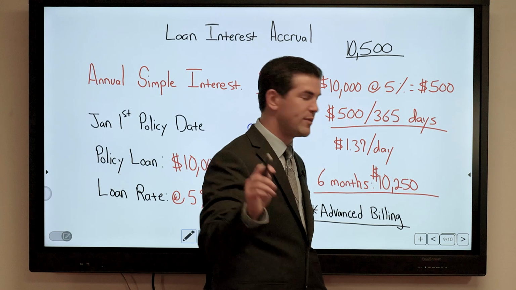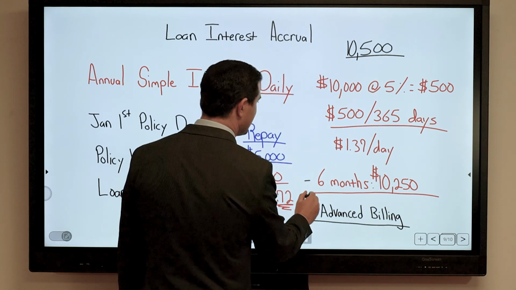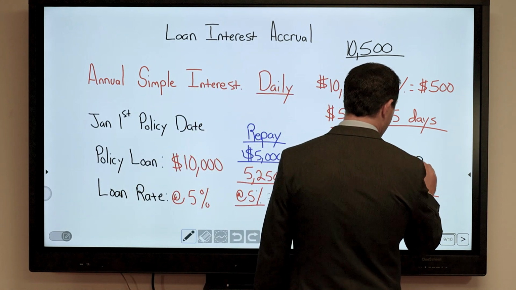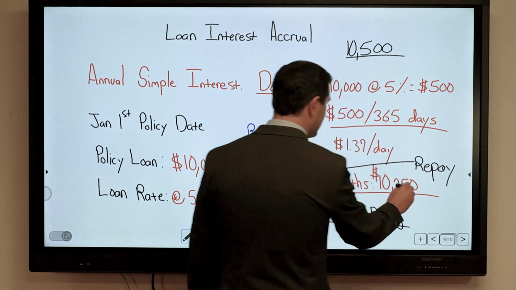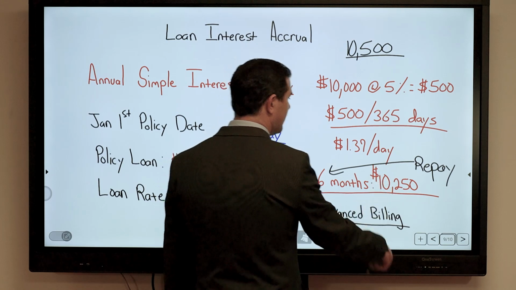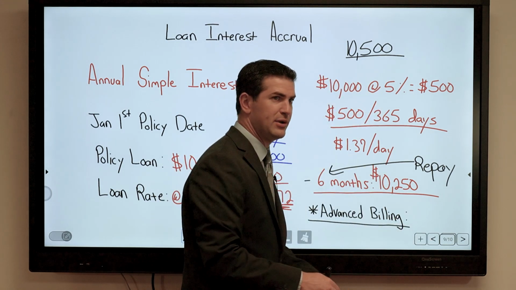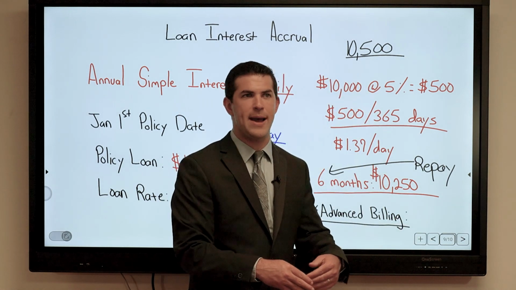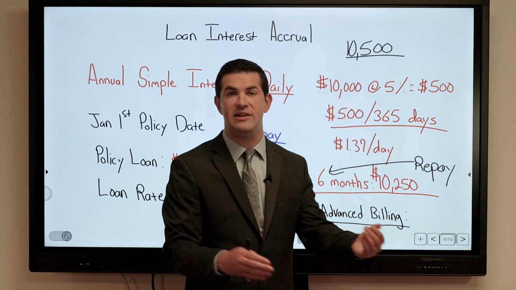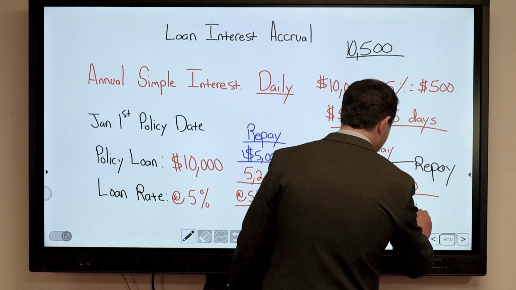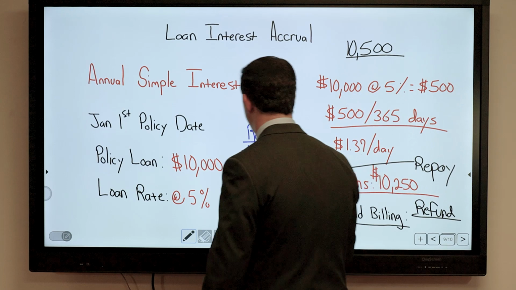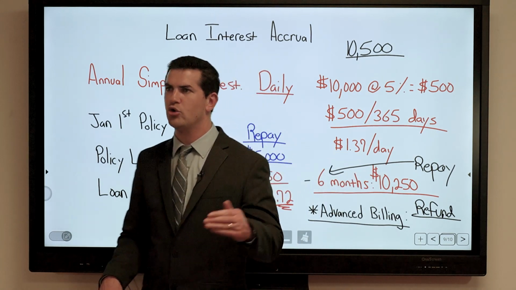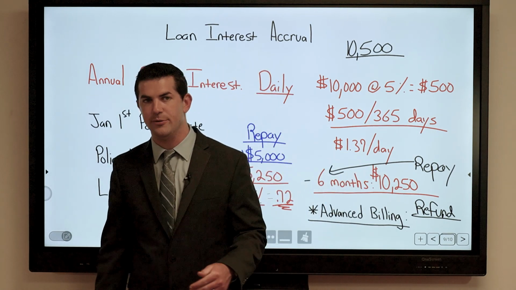However, if I make a repayment, let's assume that in 6 months I fully repay. We're going to assume I throw $10,250 at it. That means they billed for 10.5. So hey, what happens to the additional 250 they billed for in advance? What they do is refund any interest that was billed in advance that did not accrue for the course of one full policy year.